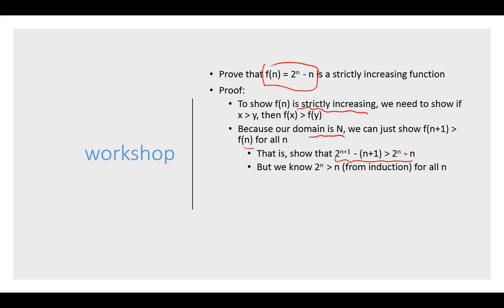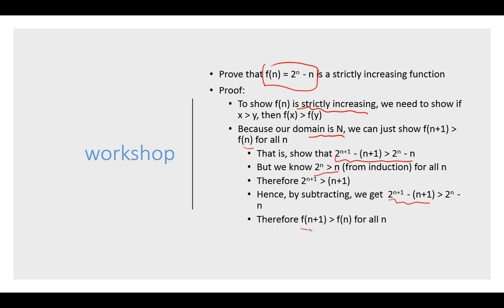But we know 2^n is greater than n from the induction that we did in the previous problem. And therefore, if you multiply by 2, we can show that 2^(n+1) is greater than n plus 1. Hence, by subtracting, we get 2^(n+1) minus (n+1) is greater than 2^n minus n. Therefore, we show that f(n+1) is greater than f(n). This means that f is a strictly increasing function.